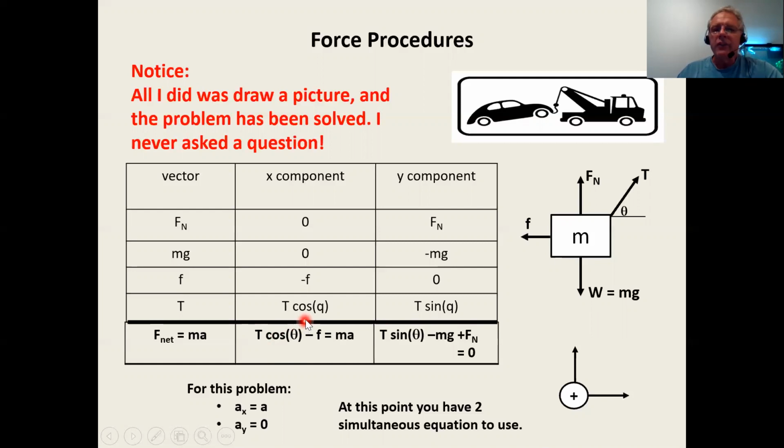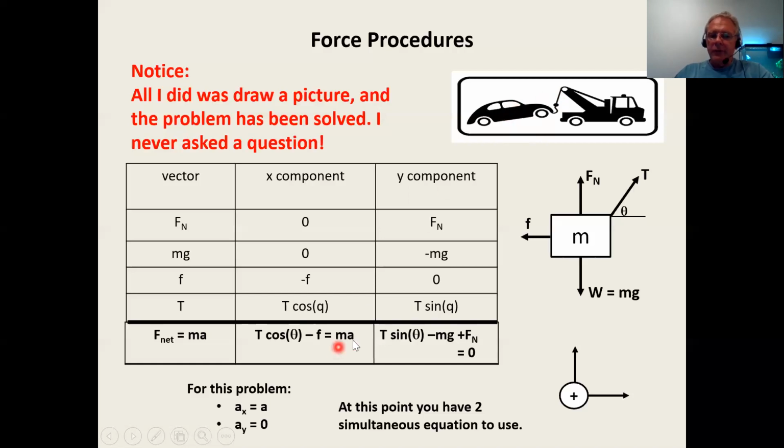All I did was to draw this picture. And I decided the problem was about the car being towed. Just based on that, you guys knew what forces are acting. You may have messed up the direction of the tension, perhaps. You might have said it was to the right, or some of you might have said it was just up. In that case, you were half right. It's up and to the right. So you know what forces are acting. You just follow the procedures.